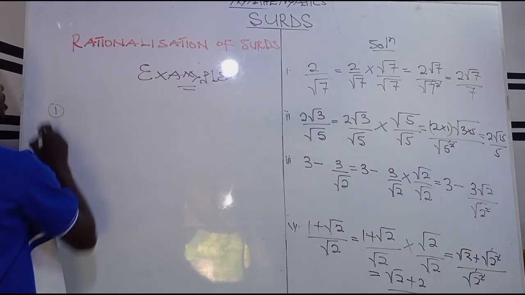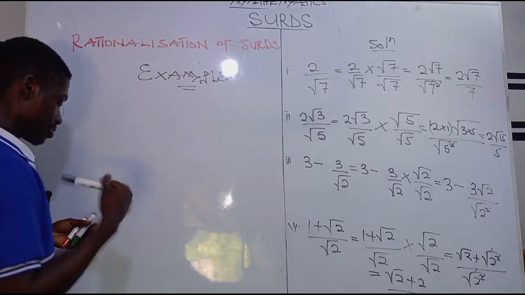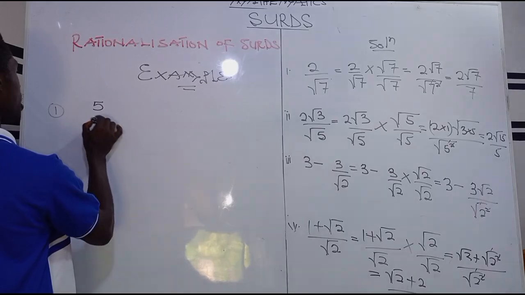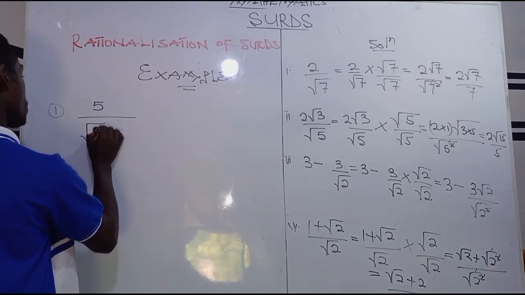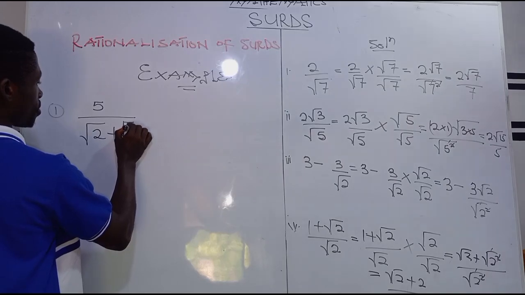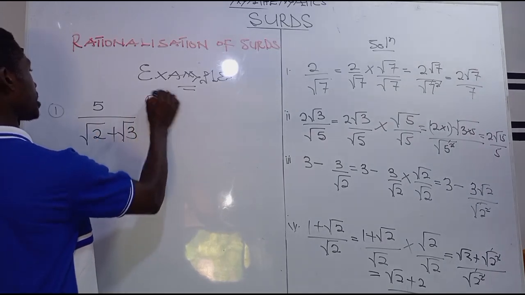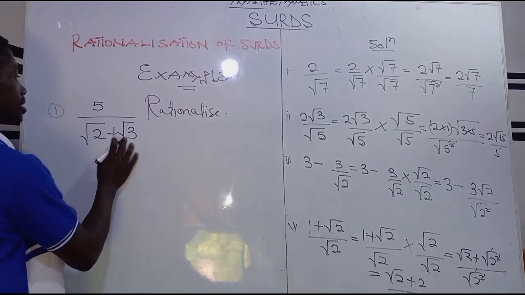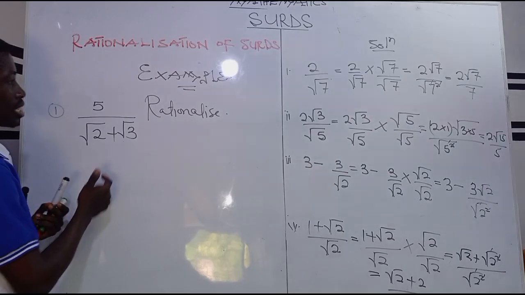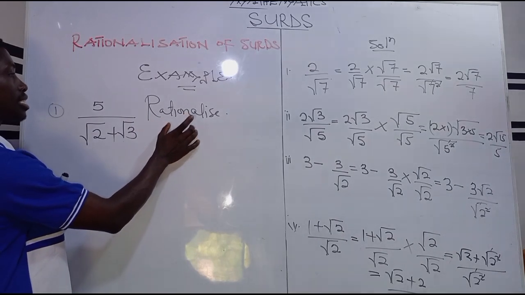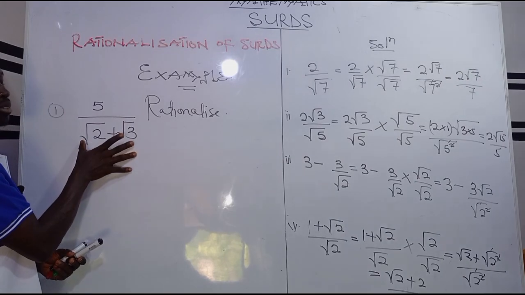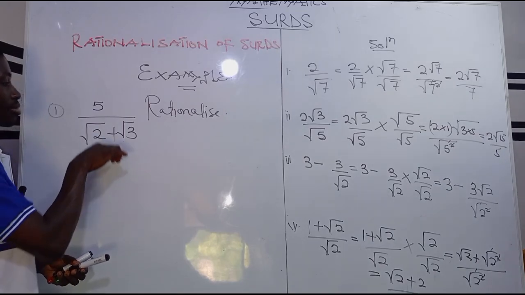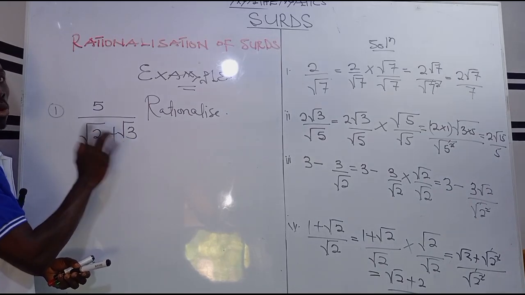So we have example 1. Let's take it that you have 5 all over root of 2 plus root of 3. We are to rationalize this very fraction. Now, as I said earlier on, rationalization means we want to make the denominator of this fraction a whole number. With this, we have a set of irrational numbers. We want to make these denominators whole numbers.